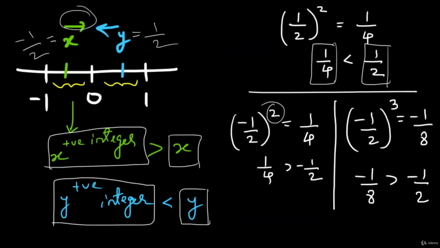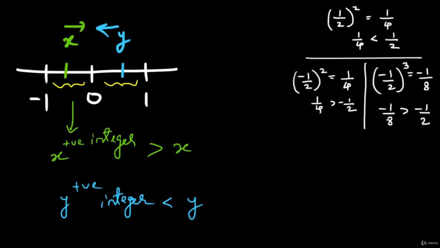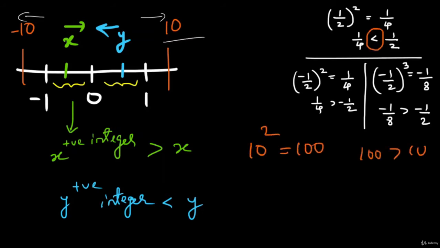All right, now let me keep this aside and make some space over here. Now, what about numbers which are greater than 1 and less than -1? Let's take two numbers, 10 and -10, and see whether this property holds true. If I take 10 and square it, 10 square is equal to 100, but 100 is greater than 10, which is not the case over here. 1 by 4 was less than 1 by 2. So this property is not true for numbers greater than 1.